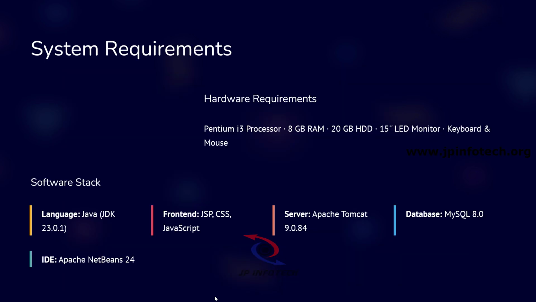So for the main system requirements, here you can see the minimum hardware requirements and the software requirements. We have developed the project using Java as the core programming language. We have used JDK 33.0.1. The frontend contains JSP, CSS, JavaScript, and the server is Apache Tomcat server 9.0.84.